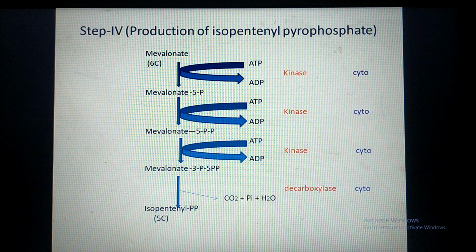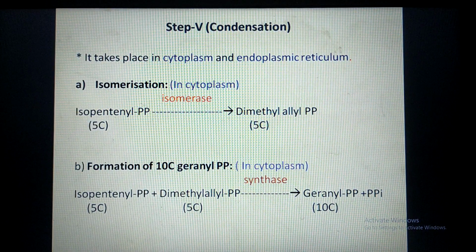Now from this step, there is no necessity to write down the enzymes of this pathway. Now the fifth step is again condensation. It occurs in 4 different sub-steps. First is isomerization. Isopentenyl pyrophosphate with 5 carbons undergoes isomerization to form 5 carbon dimethylallyl pyrophosphate. The enzyme is isomerase. This step occurs in the cytoplasm.